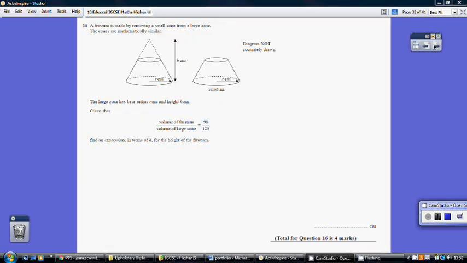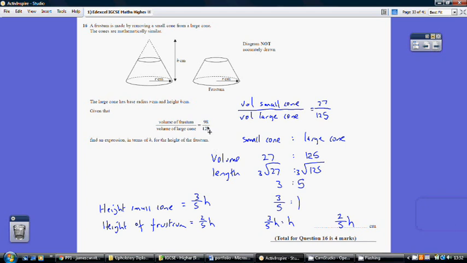Question 16. So we're told that the volume of the frustum to the volume of the large cone is in the ratio of 98 to 125. So the ratio of the small cone to the large cone must be 27 over 125, because the frustum plus the small cone is the full 125. So in terms of ratio, small cone to large cone is 27 to 125 in terms of its volume.